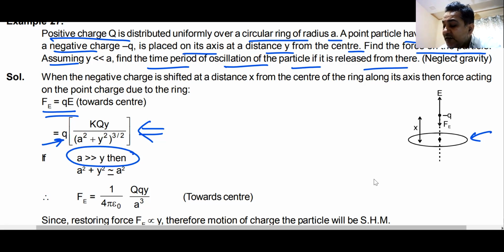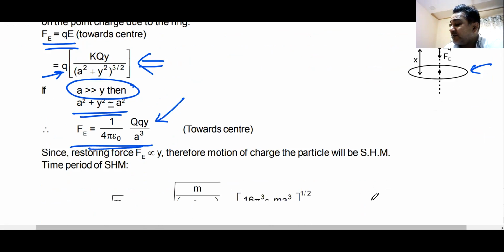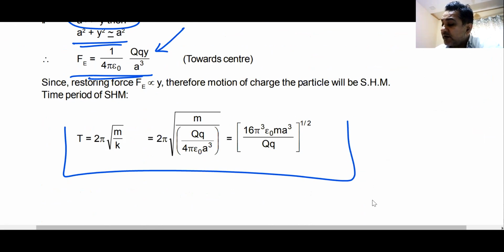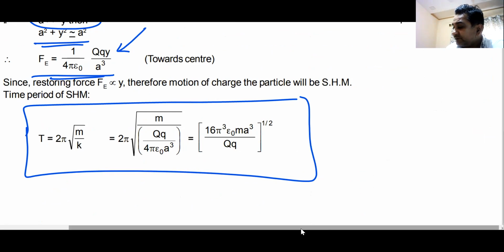Then the condition given is that y is very small compared to a. You put this condition, you get this answer. This force is directly proportional to y, which is the displacement from the mean position, and hence the motion becomes simple harmonic, and this becomes the time period. Do we understand this? What has gone above our heads?